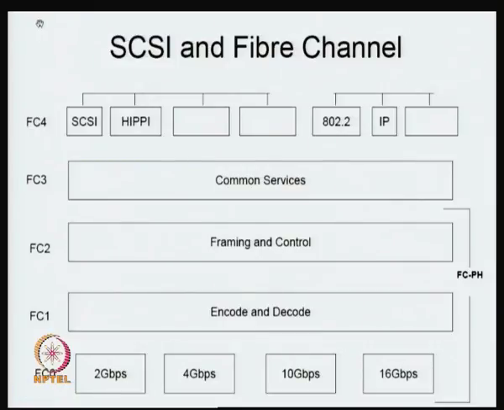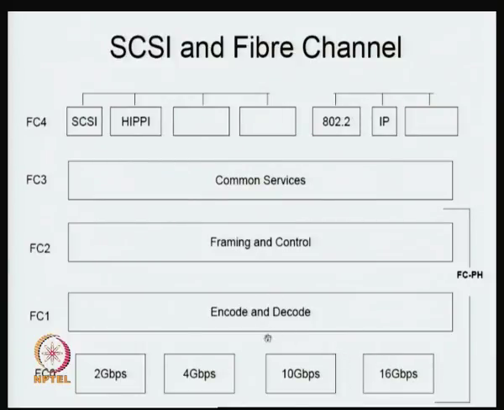Diagrammatically, you will see the layering as follows. At the lowest level is basically the optical communication. In the beginning, it started with let's say 1 gigabit per second or even lower, but nowadays 10 gigabit per second and 16 gigabit per second fiber channels are available.